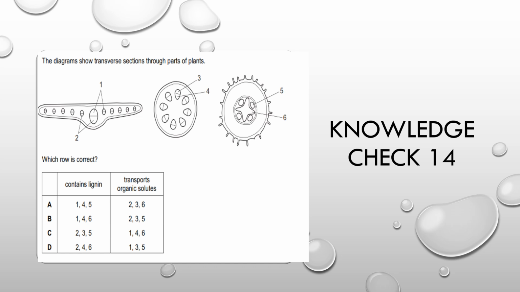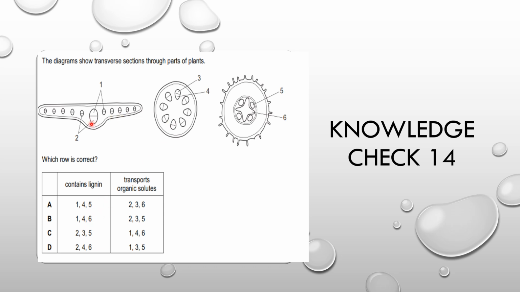All right, let's bring this to a close. Watch this. The diagram shows the transverse section through parts of the plant. Which is correct? Which one contains lignin? That is xylem. Phloem contains organic solutes. Remember, this is a leaf, this is a stem, this is roots, this is the root hairs. In the leaf, xylem is outer, so 1 is xylem. In the stem, xylem is inside, 4 is there as lignin. In the root, xylem is also inside, 6. So 1, 4, 6 is xylem.